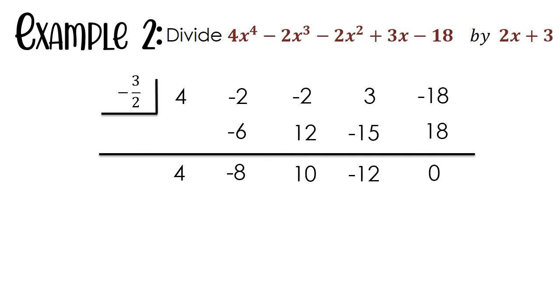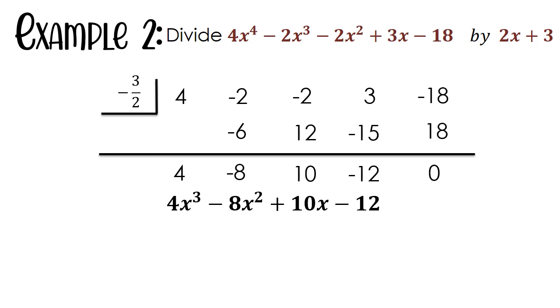Again, how are we going to write this with variables? The degree of the quotient is always the difference of the degree of the dividend and the degree of the divisor. The degree of our dividend is 4 and the degree of our divisor is 1. So 4 minus 1 is 3. So we start with x cubed. Now we have 4x cubed minus 8x squared plus 10x minus 12.